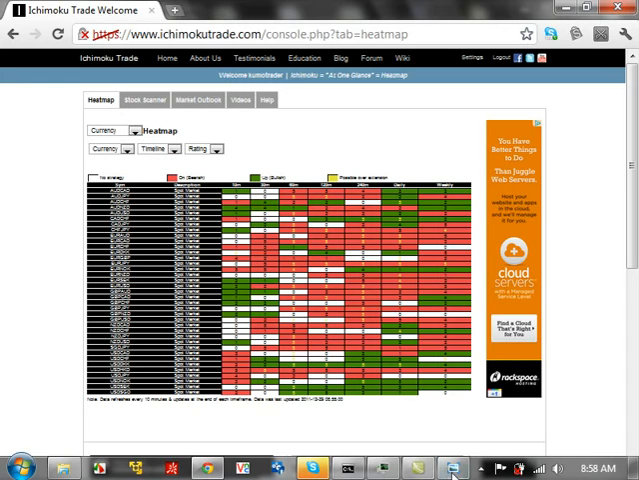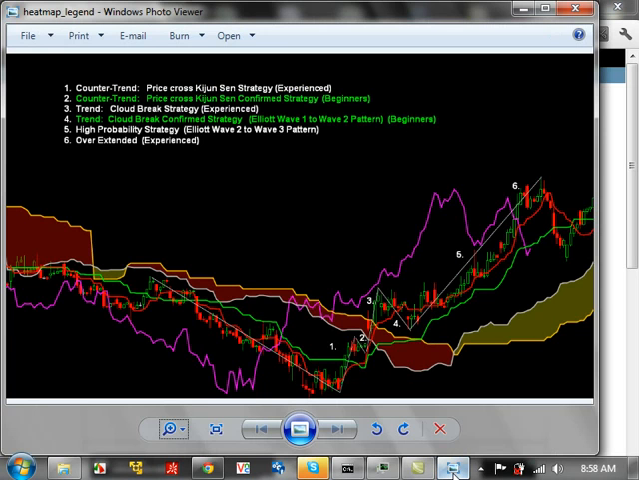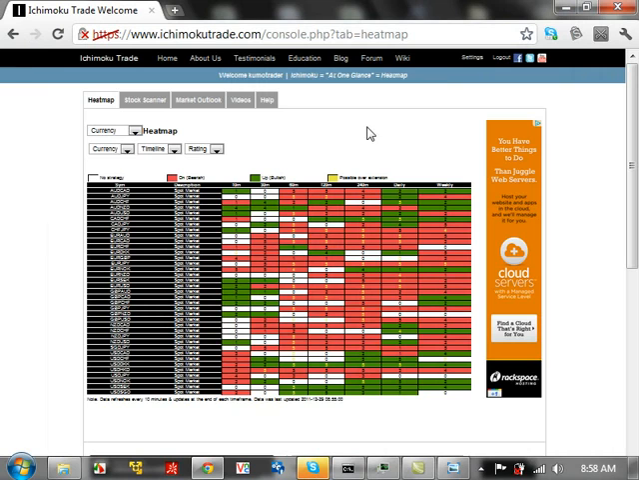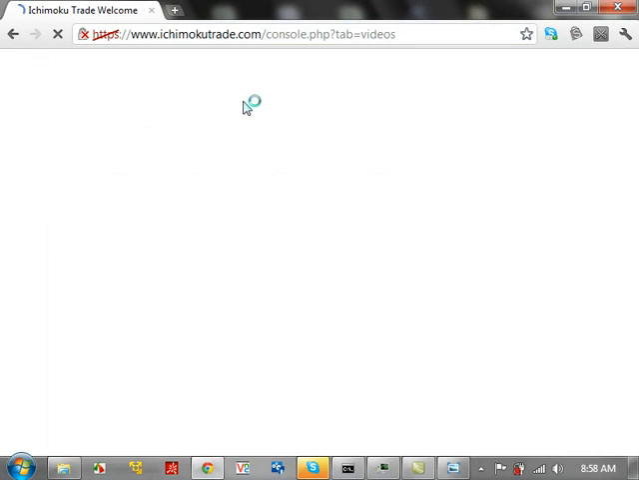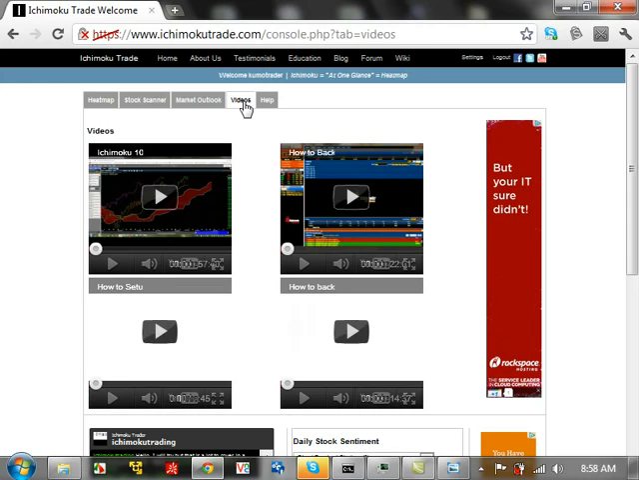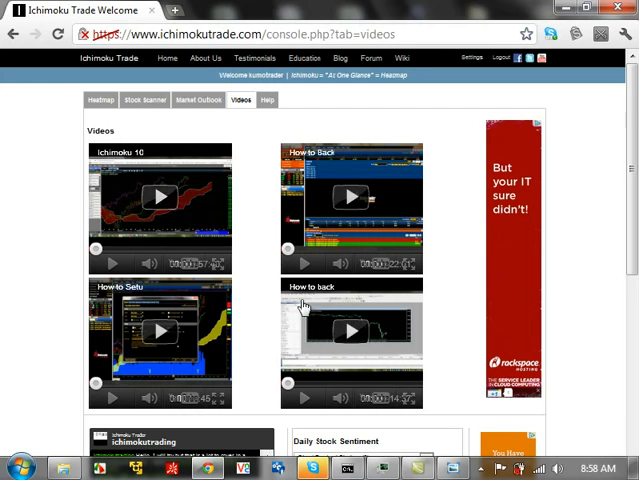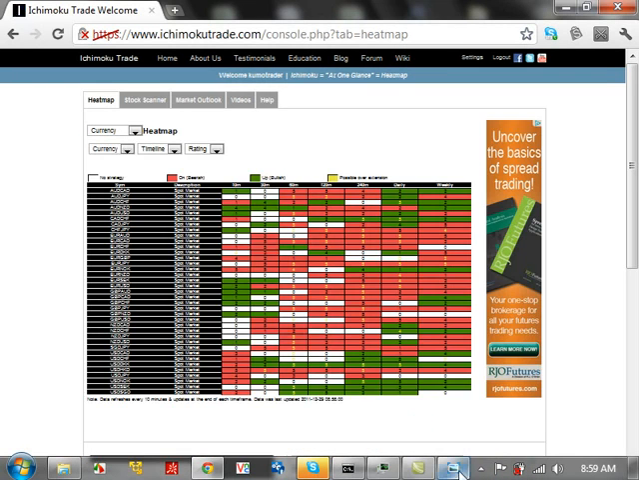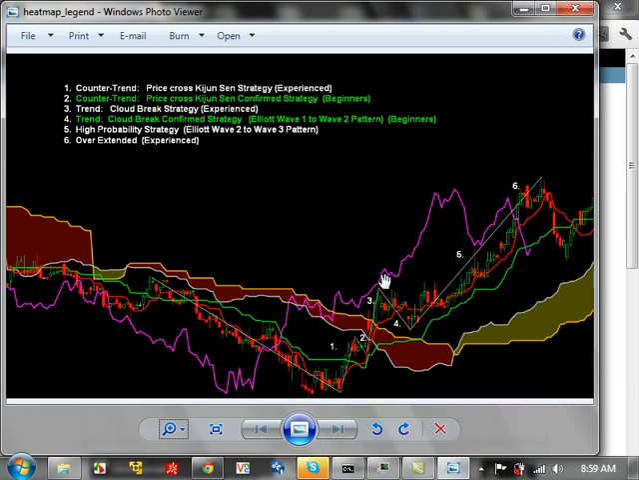Now, before we go to the heat map, I want to pull up a chart here, and this shows you an Ichimoku chart. If you don't know much about Ichimoku, all you have to do is go to the video section here, click on videos, and at that point you'll be brought to these 4 videos. Click on the one which says Ichimoku 101, and that will show you what Ichimoku is all about.